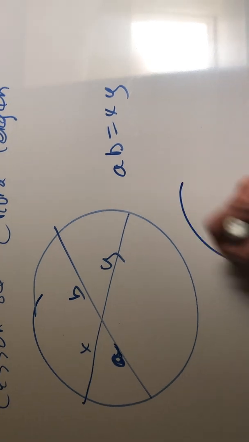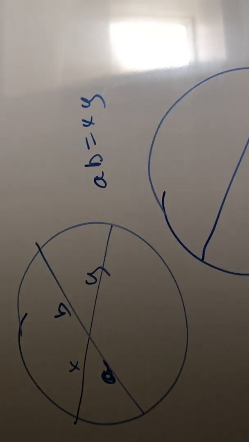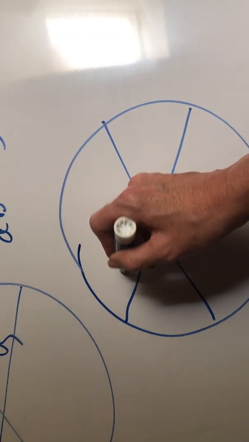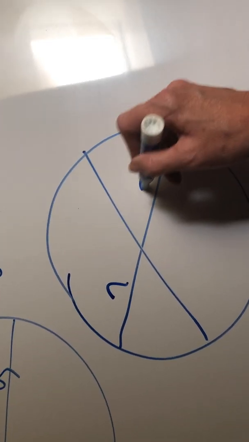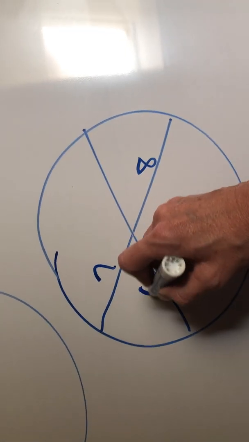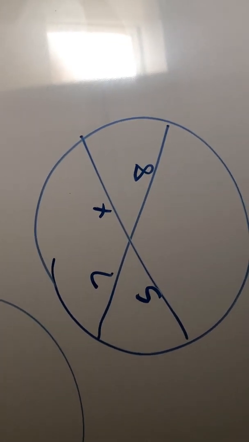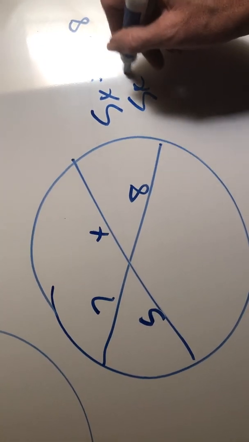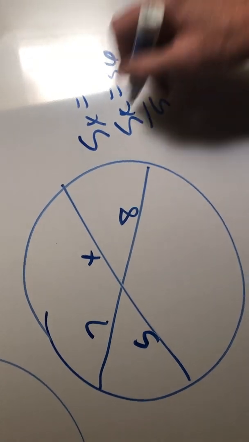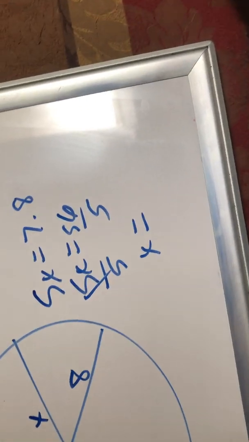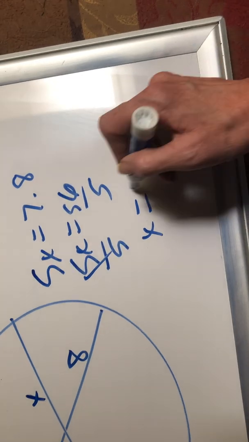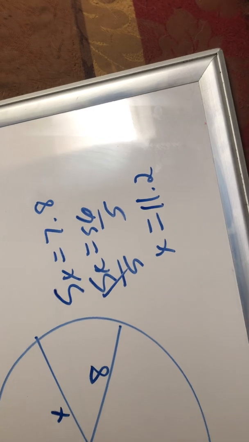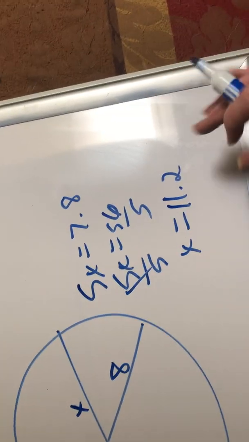So, for example, if you have a circle and two chords, and we say this is 7 and this is 8, and this is 5 and this is X. If you want X, it's 5X equals 7 times 8. So 5X equals 56. Divide by 5. And then let's see, 56 divided by 5 is 11.2. So that's fine. You could leave it as 56 over 5, or you could put 11.2 because it's a terminating decimal.